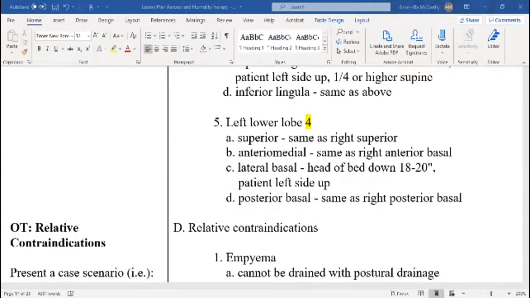See, what about the lateral basal? The lateral basal of the left lower lobe, head of the bed down 18 to 20 inches. Patient left side what? Up. Left side up, head of the bed down. That will drain that lateral basal. And finally, posterior basal. Posterior basal is the same as the right posterior basal. Okay? Same as the right posterior basal.